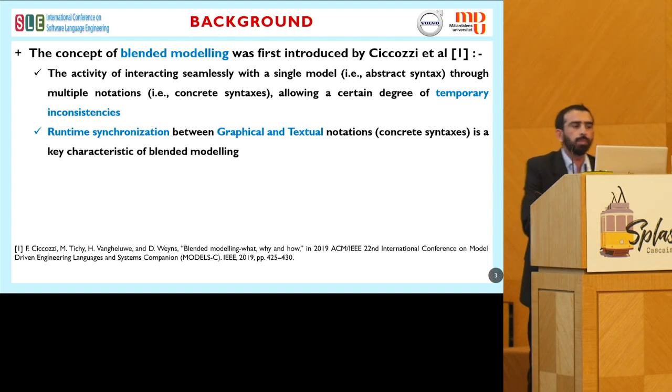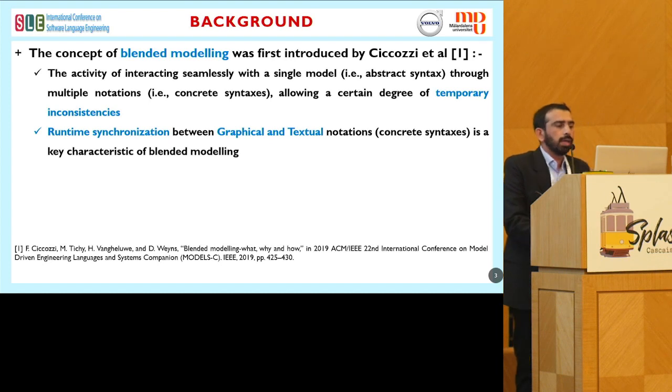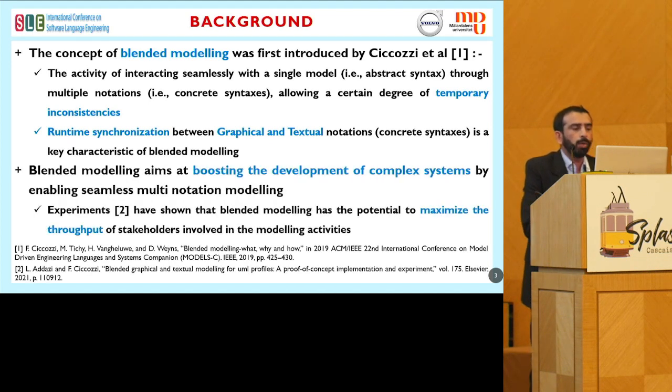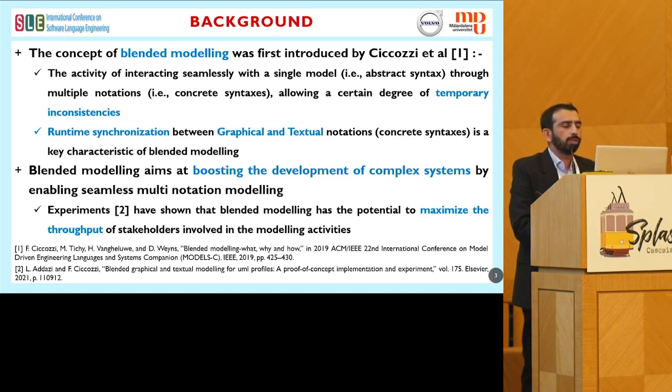So what is blended modeling? The concept of blended modeling was first introduced by Ciccozzi as the activity of interacting seamlessly with a single model, referred to as abstract syntax, through multiple notations, or concrete syntaxes, allowing a certain degree of temporary inconsistency. So the runtime synchronization between graphical and textual notation is a key characteristic of blended modeling. Blended modeling aims at boosting the development of complex systems by enabling seamless multi-notation modeling. Experiments have shown that blended modeling has the potential to maximize the throughput of stakeholders involved in the modeling activities.